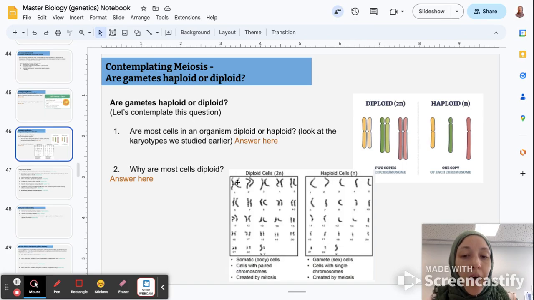Homologous chromosomes are 2 chromosomes with the same genes. They code for the same proteins or the same genes, but they might have different alleles. So homologous chromosomes: same genes, perhaps different alleles. Most cells in the body are diploid. Somatic cells are diploid. Our haploid cells would be our gametes.